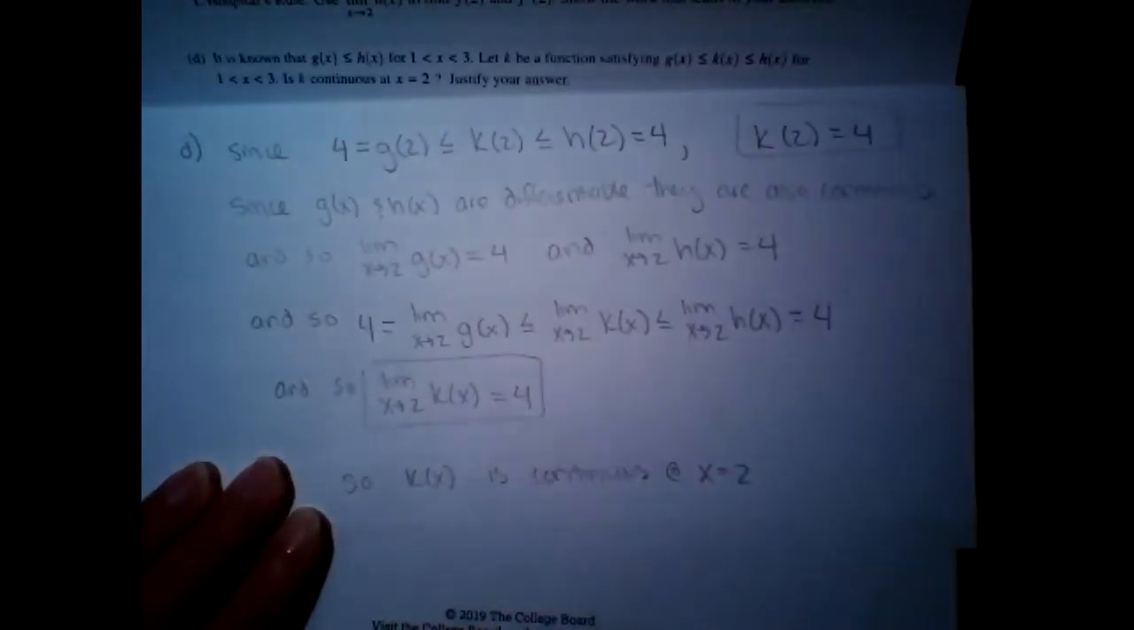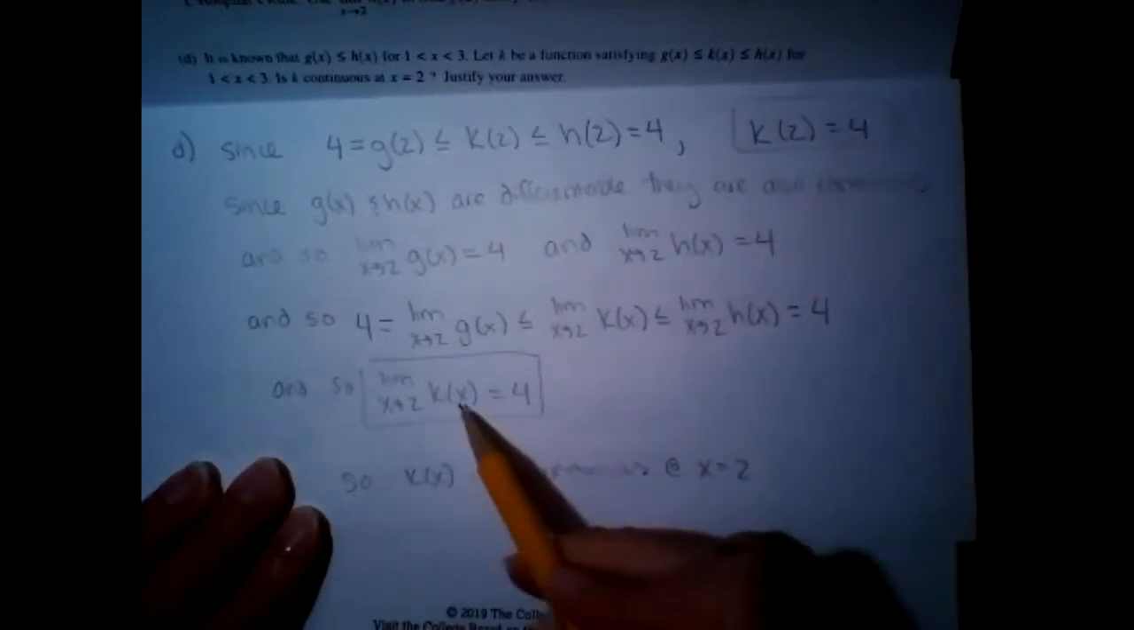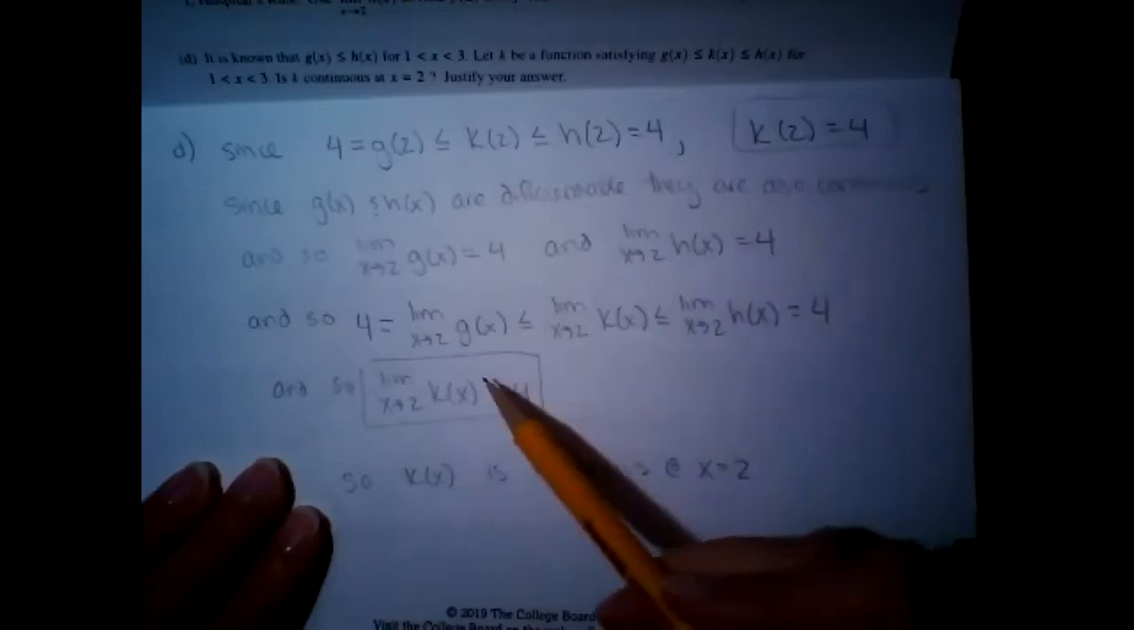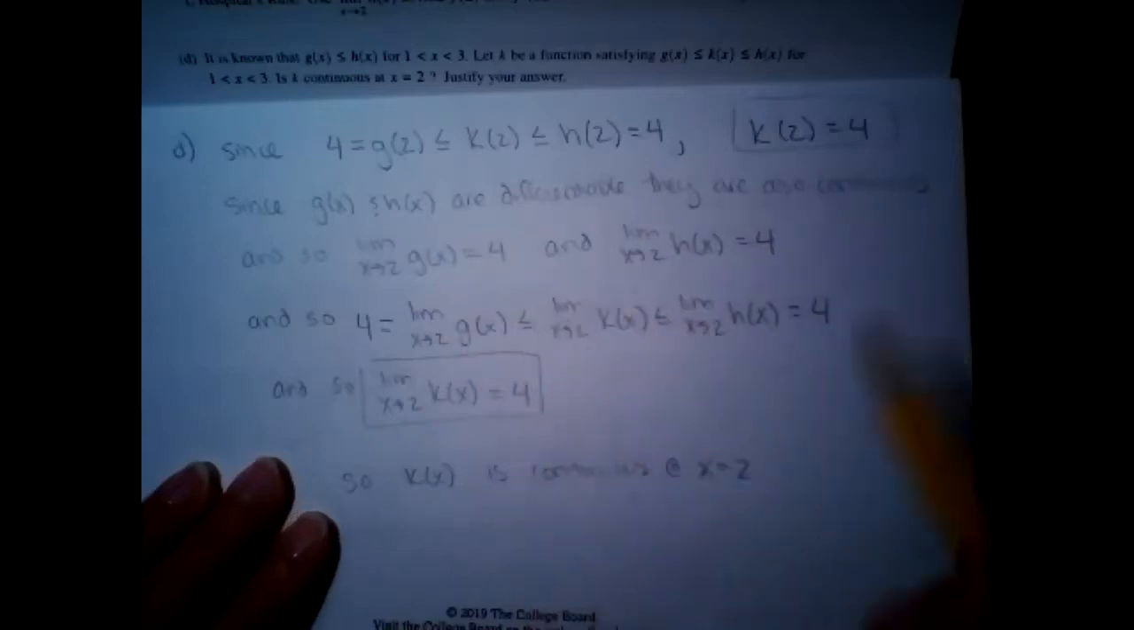Again, I feel like mentally understanding that is not all that difficult. Hey, k is squeezed in between the other two functions. They both have points at 4 and limits at 4. So k also has to have a point at 4 and a limit at 4. It's just that to write all that out is a lot.